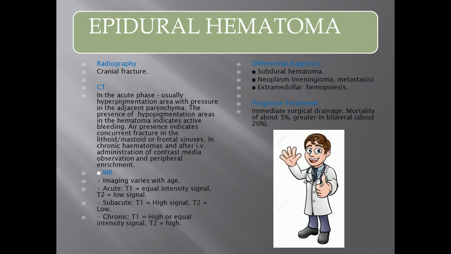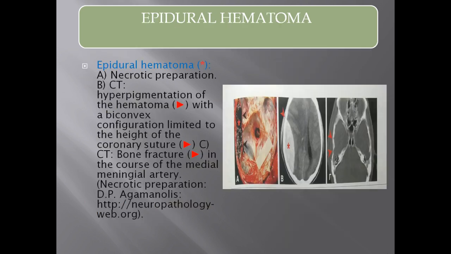In magnetic resonance, imaging varies with age. Acute: T1 isointense signal, T2 low signal. Subacute: T1 high signal, T2 low. Chronic: T1 high or isointense signal, T2 high. Differential diagnosis: subdural haematoma, neoplasm-like lesions, meningioma and metastasis, extramedullary hematopoiesis. Prognosis and treatment: immediate surgical drainage. Mortality of about 5%, greater in bilateral cases, about 20%.